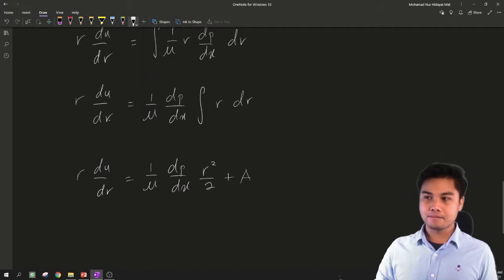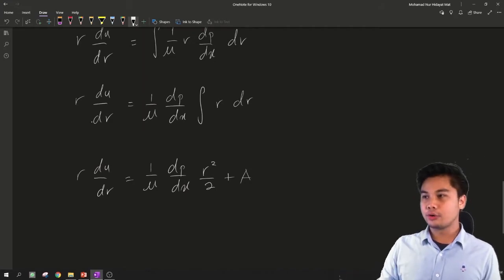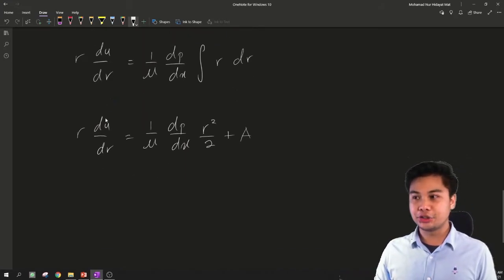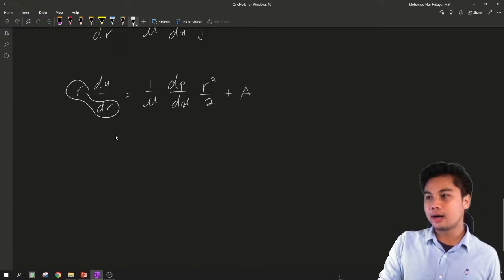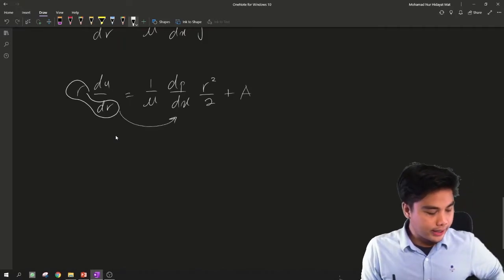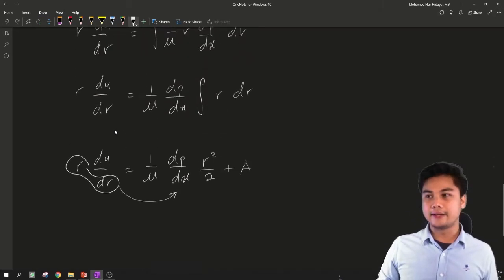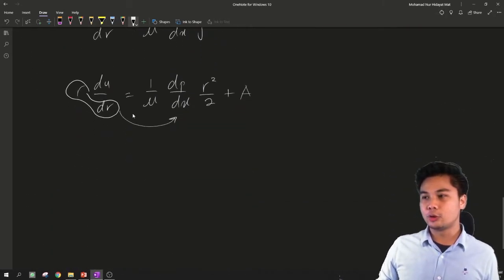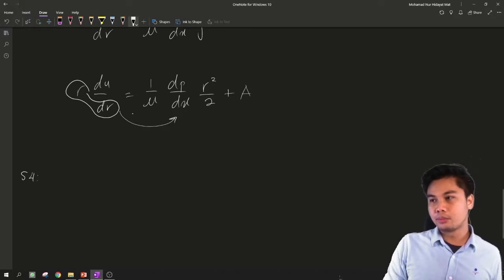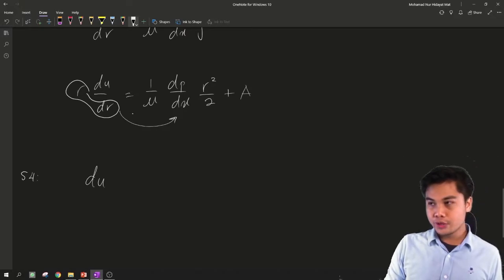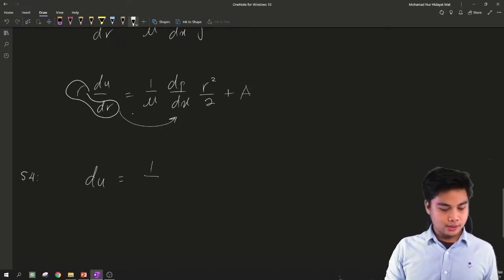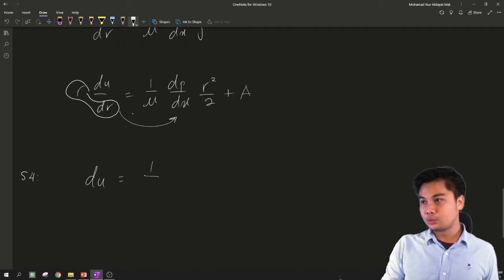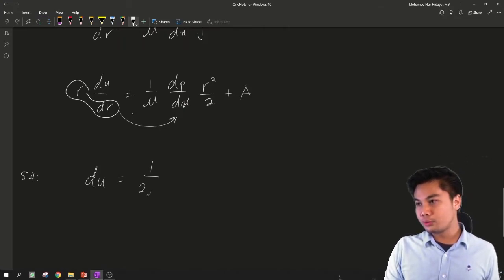So from here, we need to do another integration because we have the change of du over dr. We need to move r dr to the other side as well, and then we do the integration again. So this is step number 3. We go to step number 4. Move this one with that: du equals 1 over mu multiplied with 2 mu.